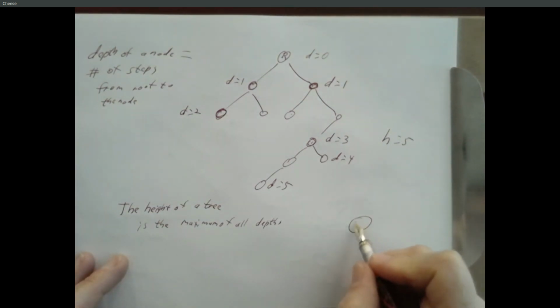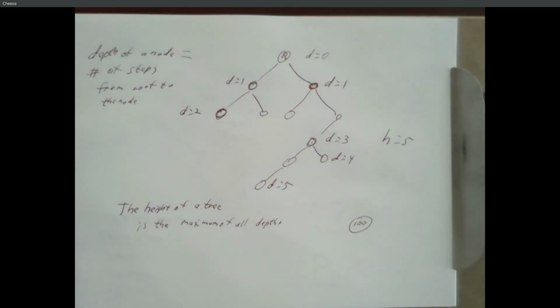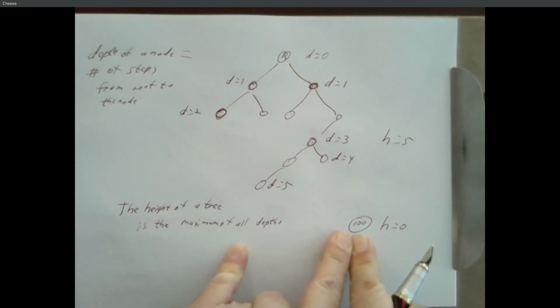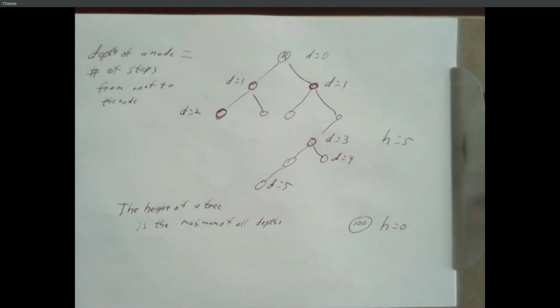What about a node that is just a root and doesn't have anything else in it? What's the height of that tree? That's 0. Because the depth of this node is 0, and that's the only depth. So the height is 0.